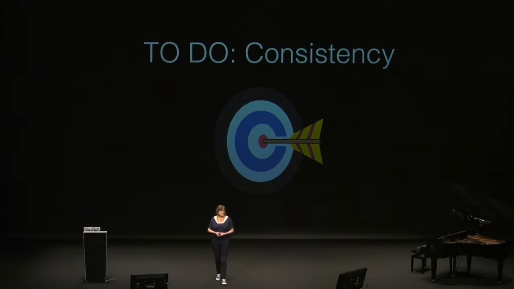Another thing is consistency. Don't make me think. That's a golden rule in web development. Things should work the way you expect them to work. That's not only very important for people with an impairment, but also for every one of us. I want to give one example.